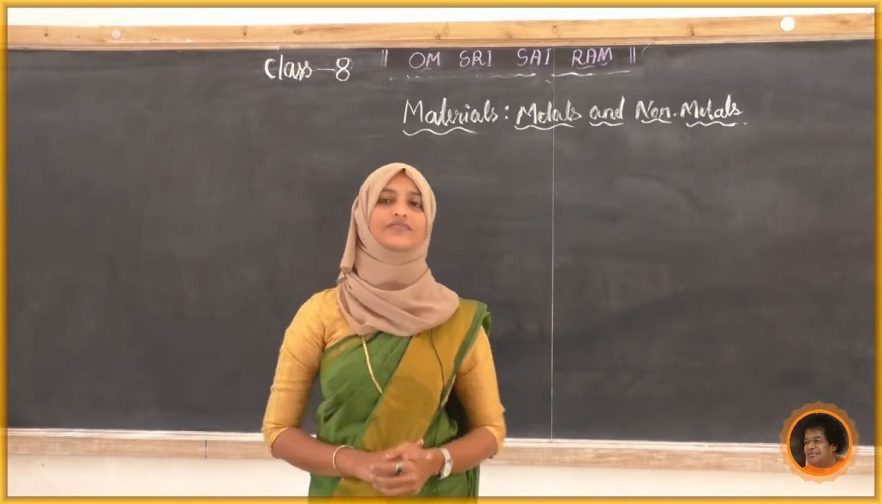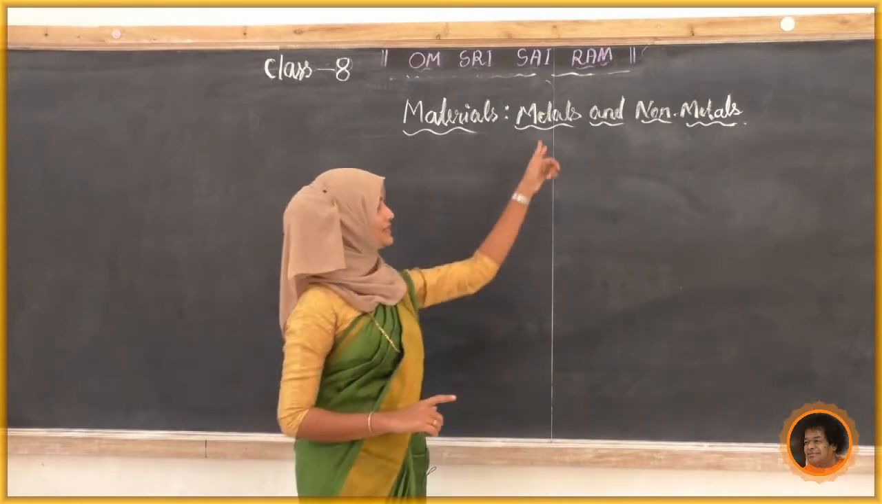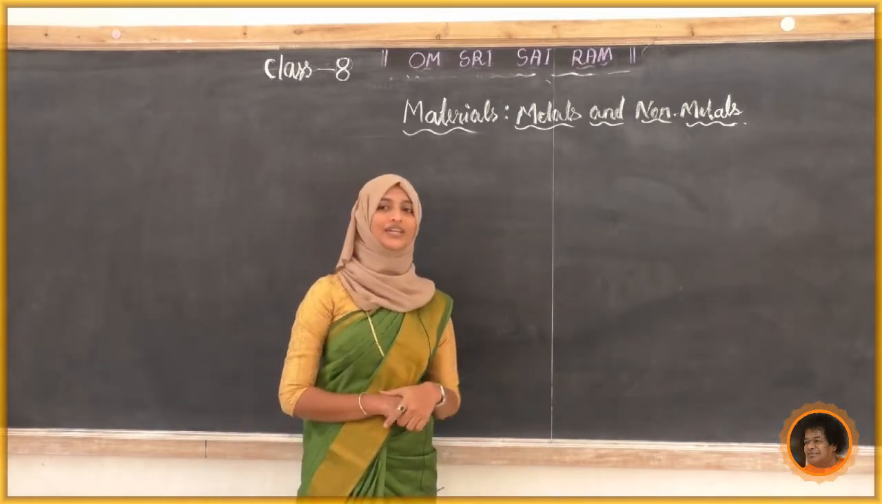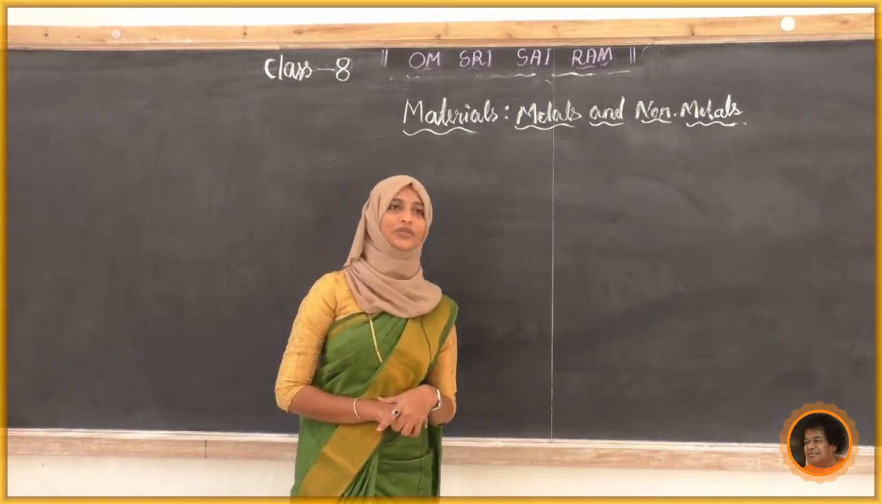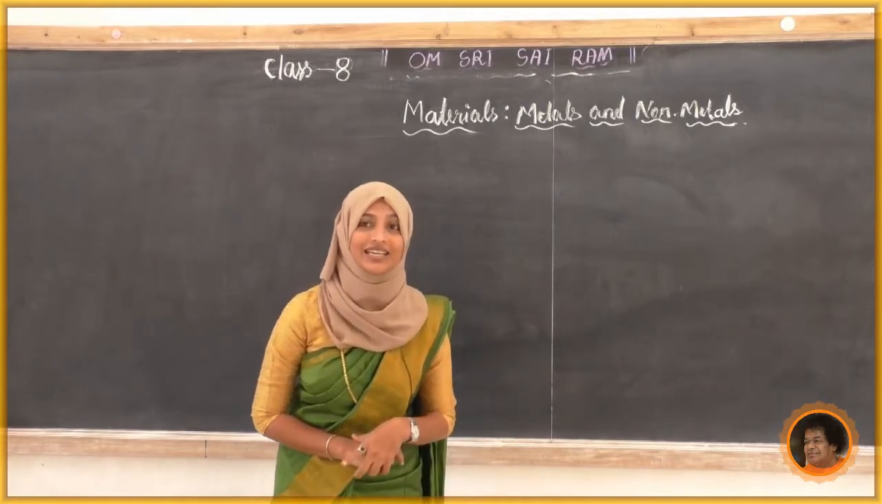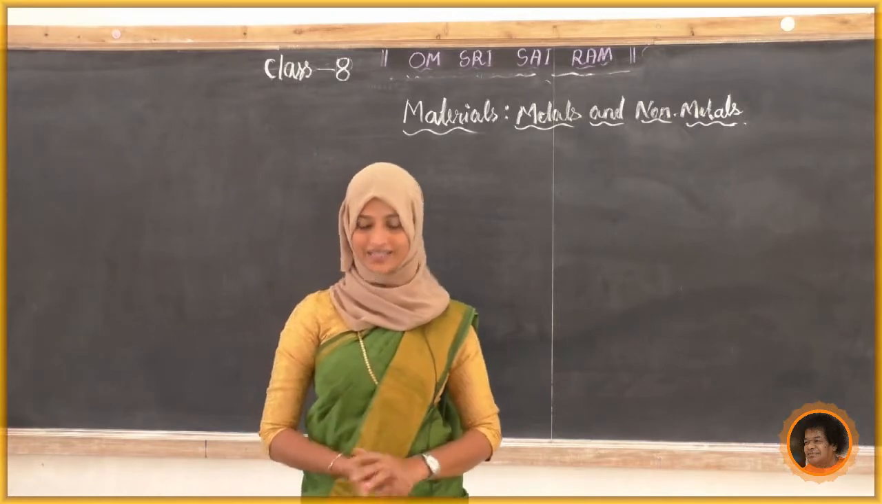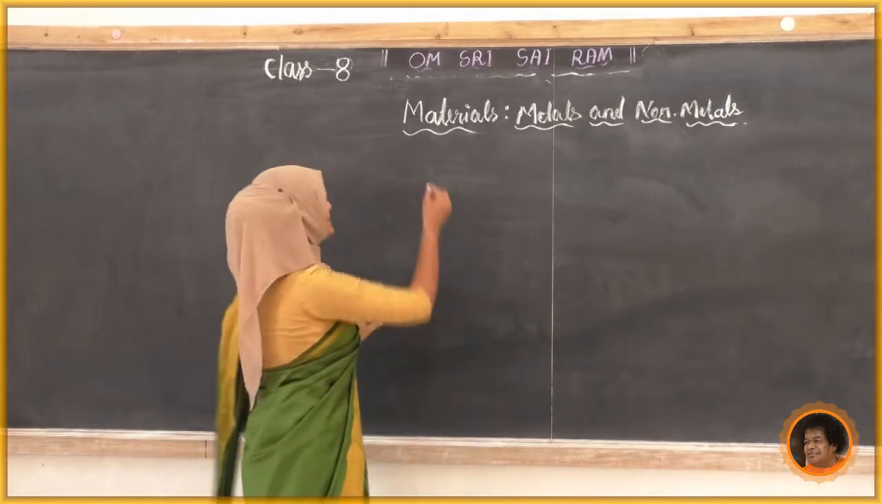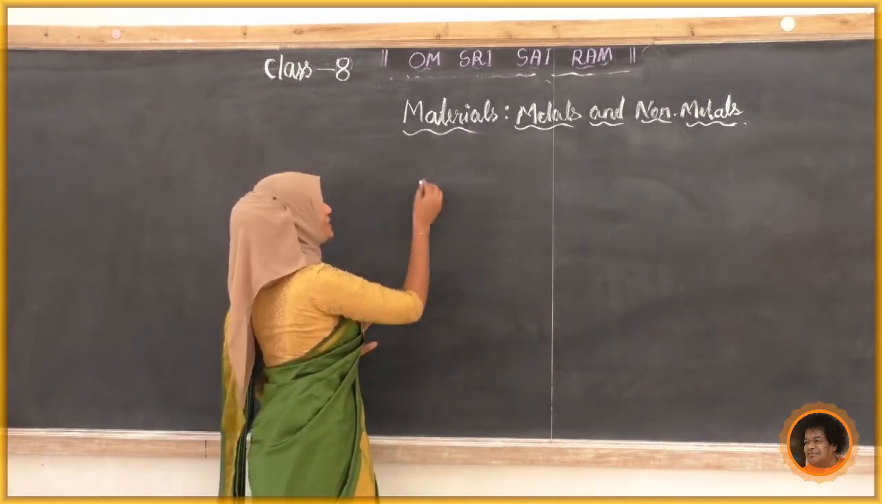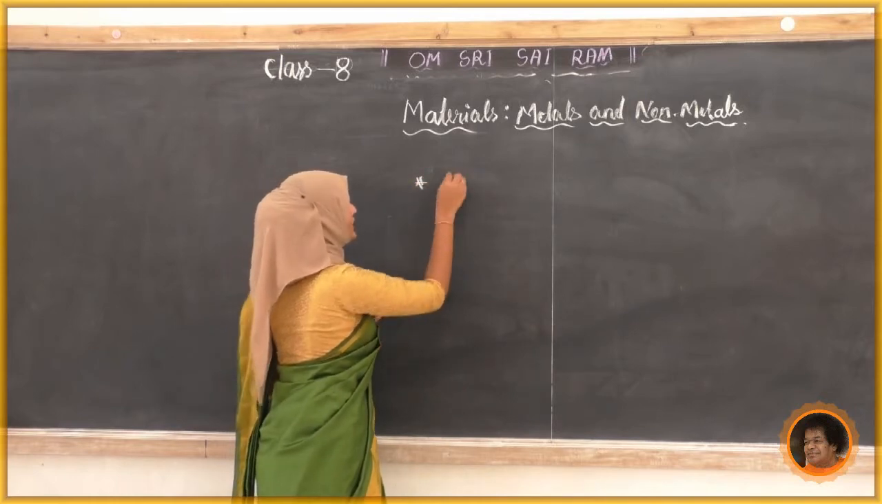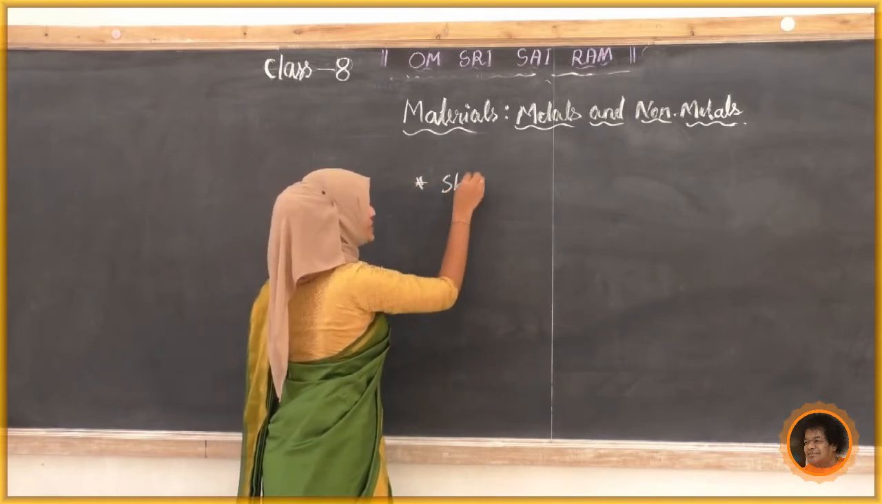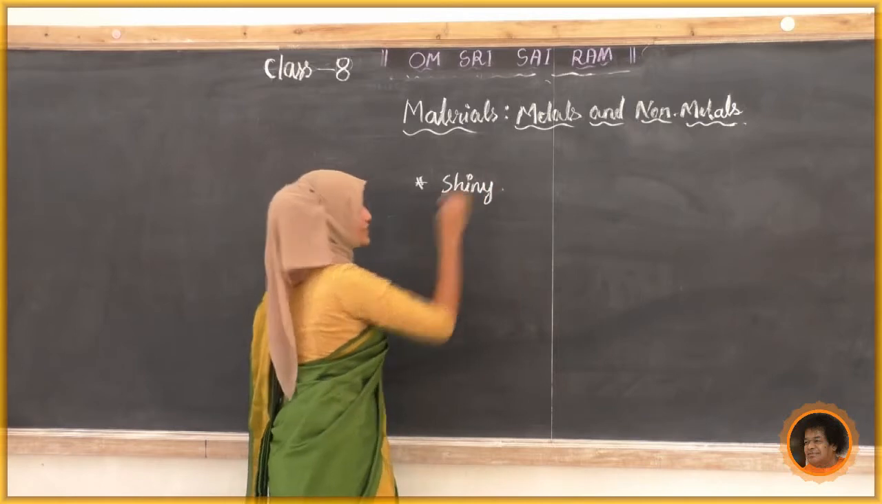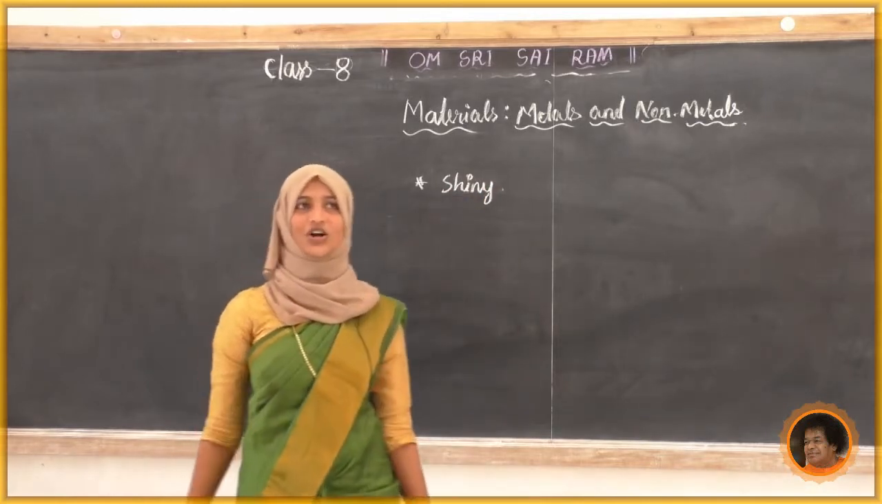Now tell me the physical properties of metals. Do you know any physical property? First, we come to know that metals are shiny. So that is the first point. Write down the heading: physical properties of metals. Metals are very shiny. So this is the first property we have got.